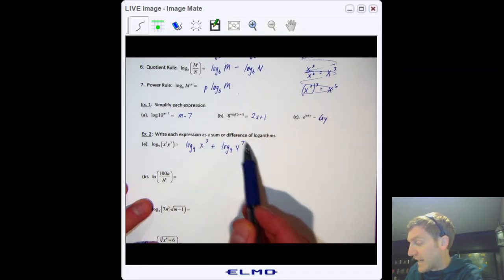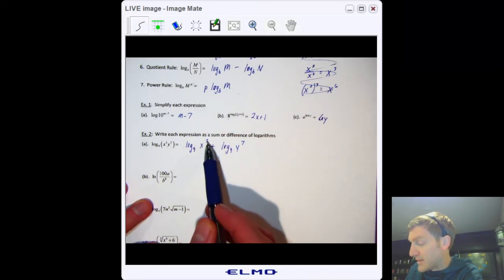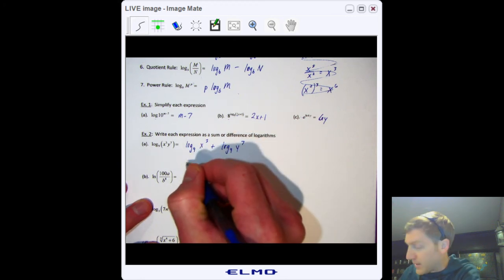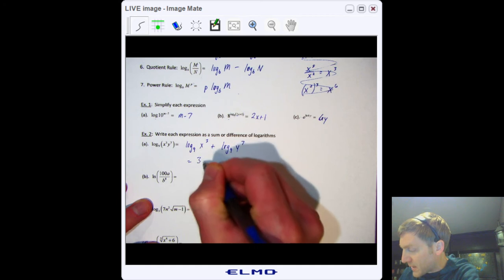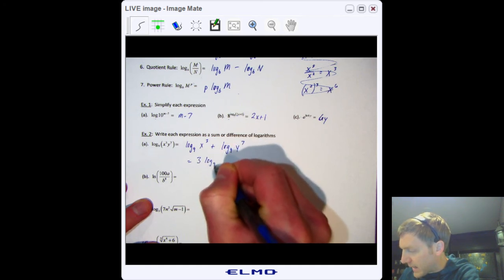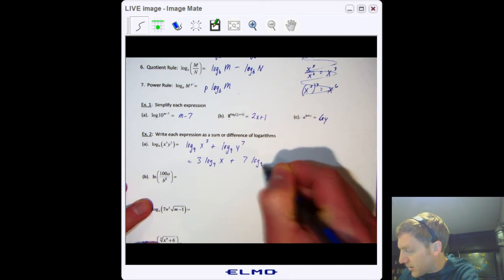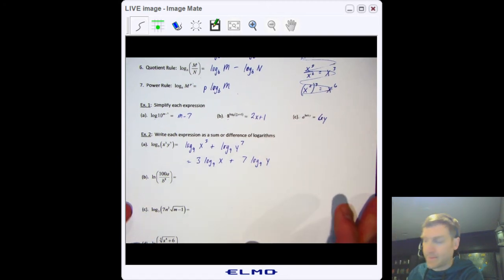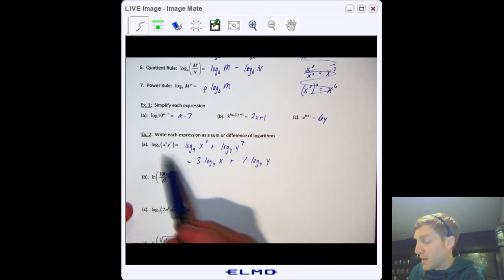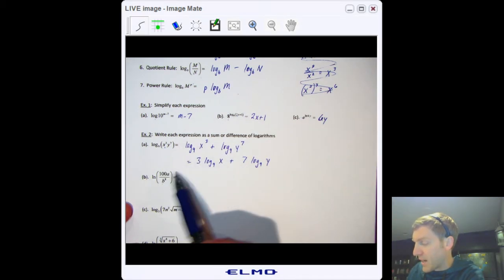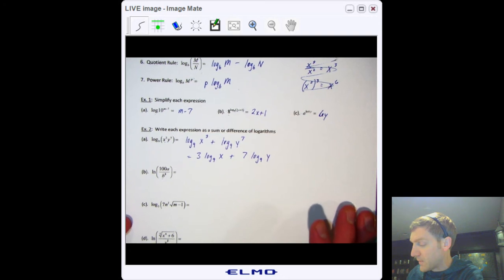Now, notice we can use our power rule. Each of these logs has an exponent inside. Our power rule says that the 3 and the 7 come down in front of the log as multiplication. So then I can write this as 3 times log base 9 of x plus 7 times log base 9 of y, and I'm done. So that's what you want to do. Break up any product or division as adding or subtracting, and then bring down any exponents to the front.